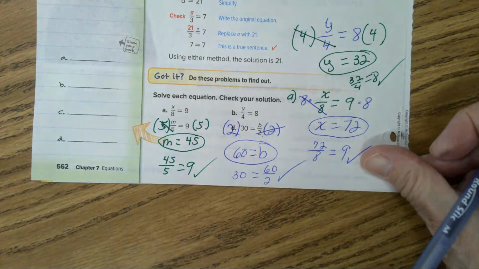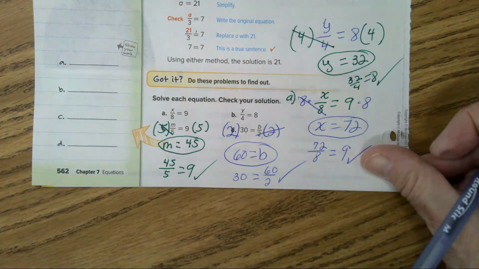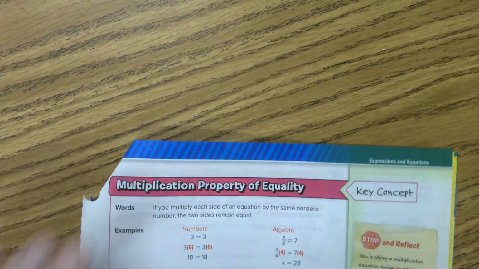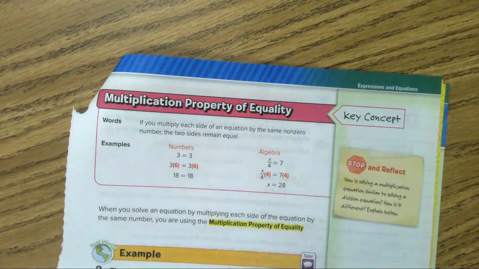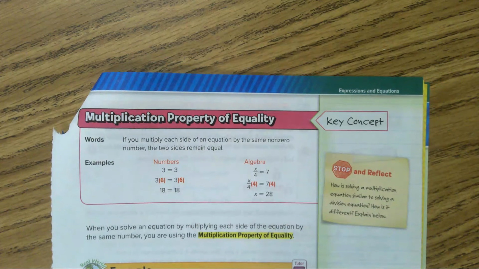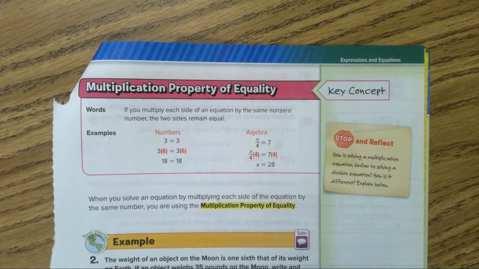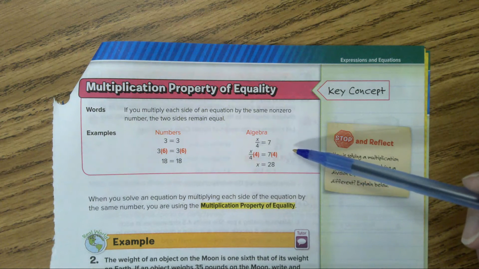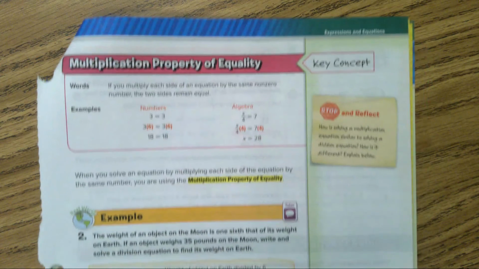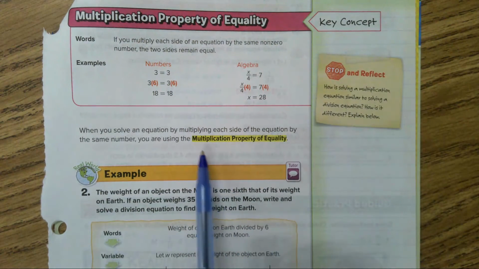Everyone cool with how to do these problems? It's pretty easy. Good. Let's go to the next page. Another fancy word for what we were doing: the multiplication property of equality states, if you multiply each side of an equation by the same non-zero number, the two sides remain equal. Yes, they do.